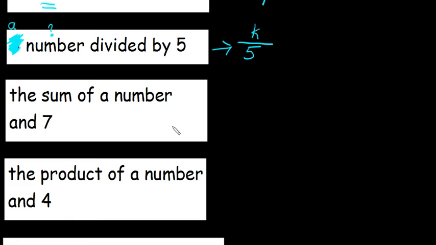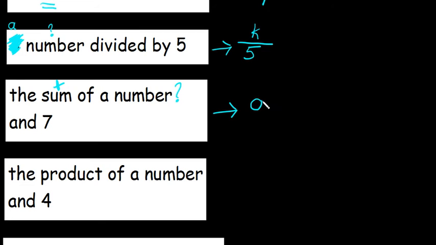All right, the next one, the sum of a number and 7. All right, here's my unknown. This is what I don't know, whatever that number is. I do know that sum means to add because the sum is the answer to an addition problem. So I'm going to add some number and 7, right? All right, I can pick any letter. Doesn't matter, but just to show that unknown, I'm just going to pick G this time.